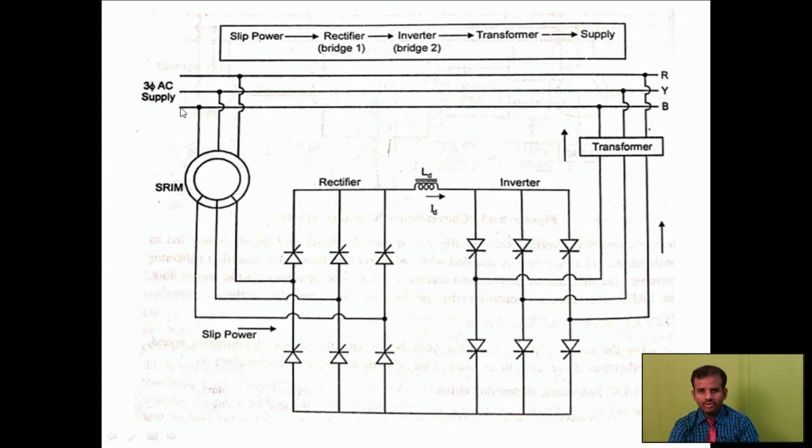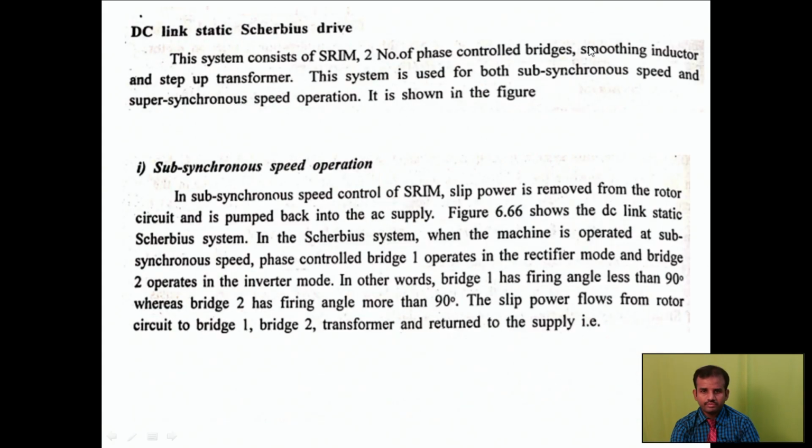Here the power flows in only one direction, that is slip power. This is the power flow direction: one is the slip power, the other is the rectifier bridge 1 and then inverter bridge 2. After that, power flows from the inverter to the transformer and then from the transformer to the supply. So this is the power flow diagram.